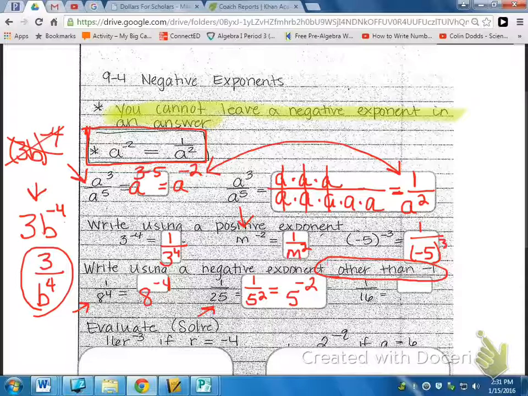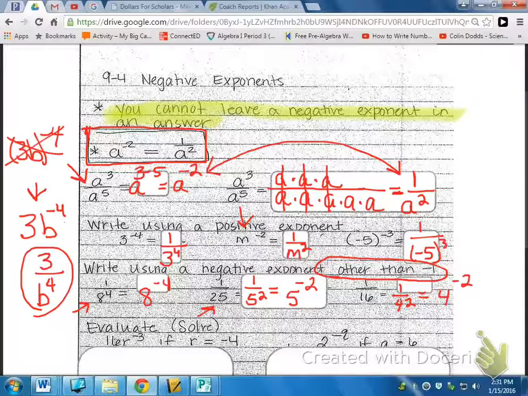1/16 is just like that. We have a couple of options here with the 16. Octavia, what are you thinking? 1 over 4 squared works, and then writing it with a negative exponent, it would be what? 4 to the negative second. Can anybody think of another way, and both would be accepted, another way we could write the 16 other than 4 squared? Megan? 8 squared.